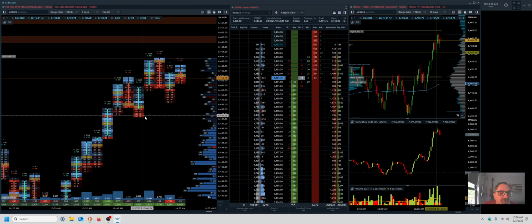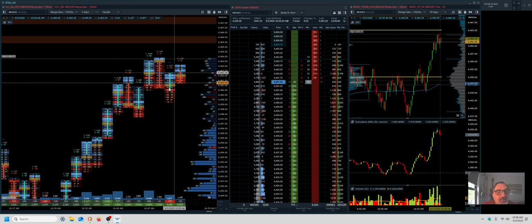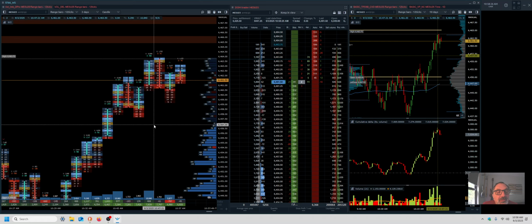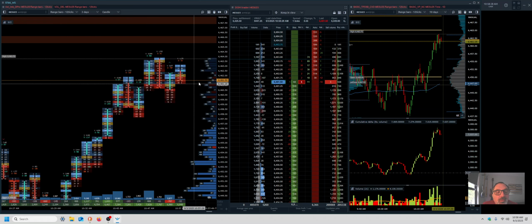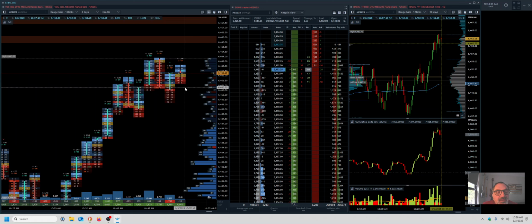Here's unfinished auction down here. This is a range chart, 12 ticks, it's 3 points. Each one of these candles represents 3 points. So we are getting a little bit of support here at 61.50. Let's see if we come back down to 61.